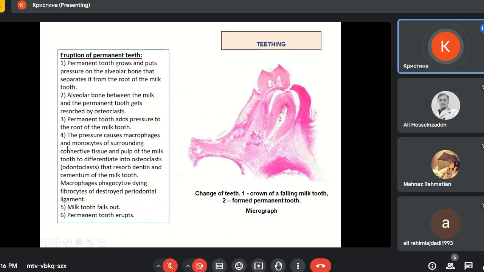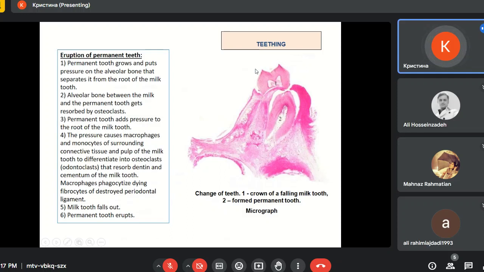and monocytes of surrounding tissues to differentiate into osteoclasts, namely odontoclasts, that start to resorb dentin and cementum of the root of the milk tooth. So the size of the root of the milk tooth decreases, so the root of the milk tooth is almost totally destroyed. Periodontal ligament is also destroyed by macrophages, and the milk tooth falls away.